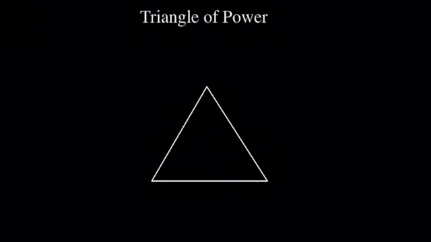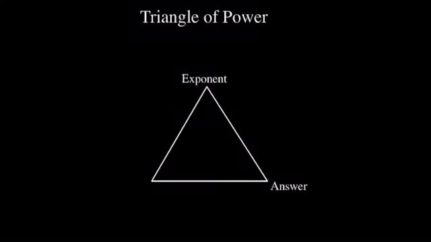A good model for visualizing logarithms that I learned from the YouTube channel 3Blue1Brown is the triangle of power. The triangle of power is a triangle with the base of your exponential function on the bottom left, your exponent on top, and your answer on the bottom right. In an exponent, the missing number would be the answer, which is on the bottom right. Square roots have the bottom left missing. In a logarithm, our variable would be the top number, the exponent.